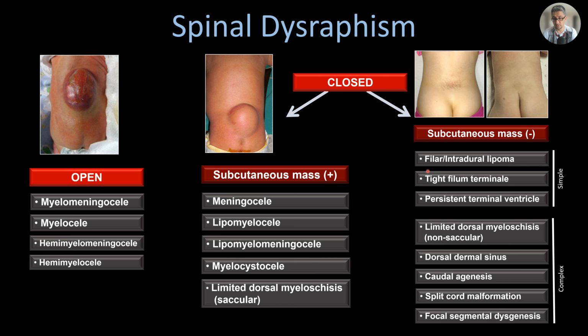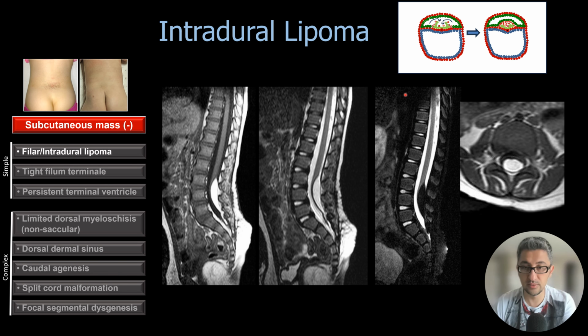The first one in this group is filar and intradural lipoma. As you may remember from the embryology, these are formed in situ by the mesenchymal cells that migrated into the canal before it is closed. So that before the tube is closed, the cells have moved there and they form the lipomas in situ rather than extension of the subcutaneous lipoma.